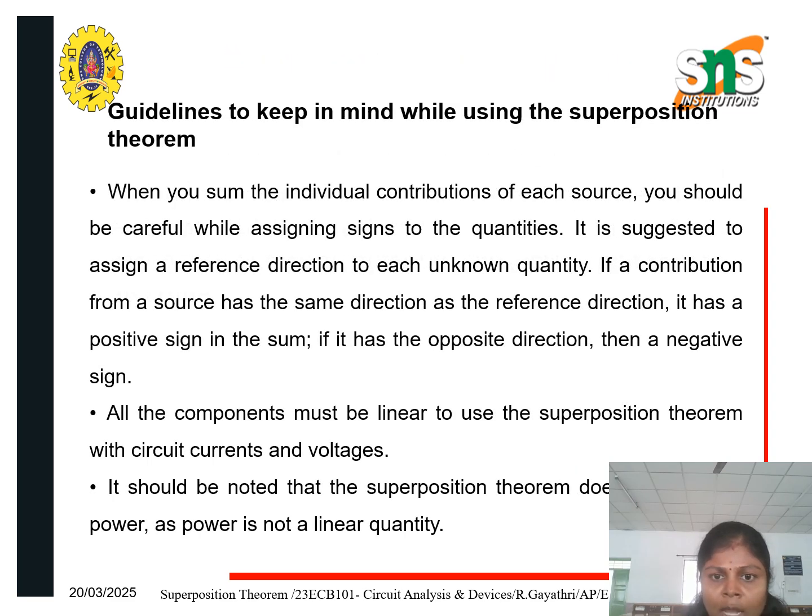Guidelines to keep in mind while using the superposition theorem: when you sum the individual contribution of each source, we should be careful while assigning the signs to the quantities of the sources. It is suggested to assign a reference direction to each unknown quantity. If the contribution from the source has the same direction as the reference direction, it has a positive sign in the sum. If it has the opposite direction, then the negative sign will be taken.